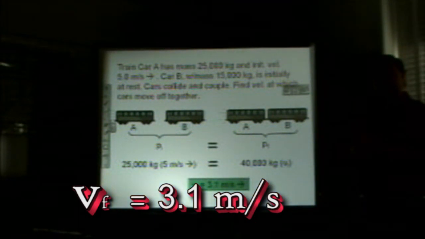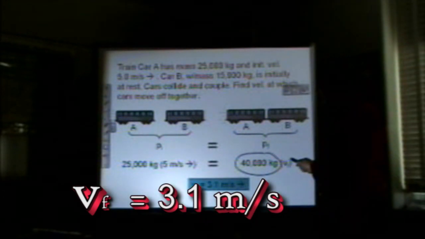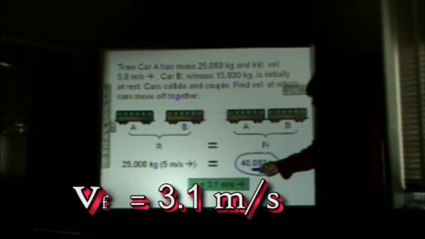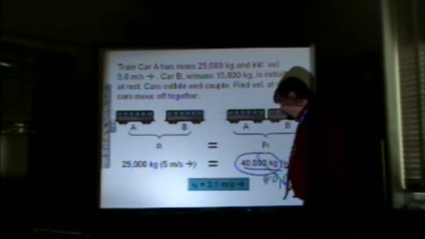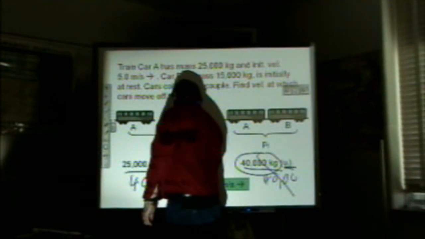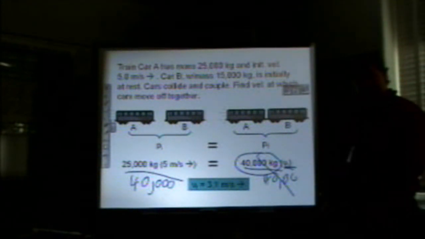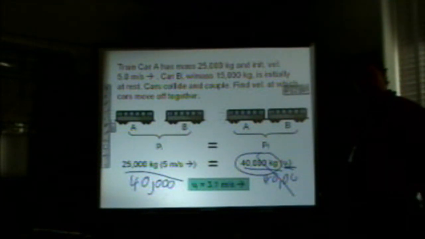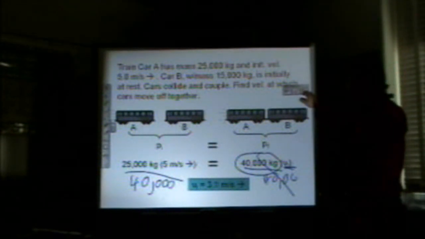Wait, what did you divide by 40? We're looking for this. All right, so divide this side by 40,000. Oh, you divided the other side by 40,000. All right. Divide this side by 40,000. Yeah, I got it. And we get 3.1 meters per second. All right? You cool with that? Yeah.